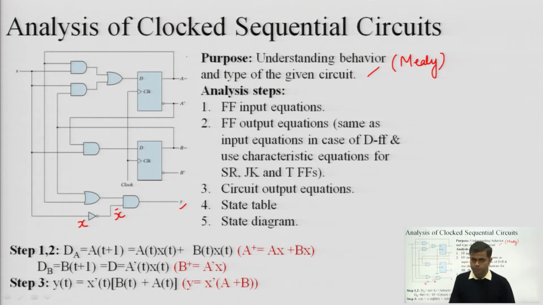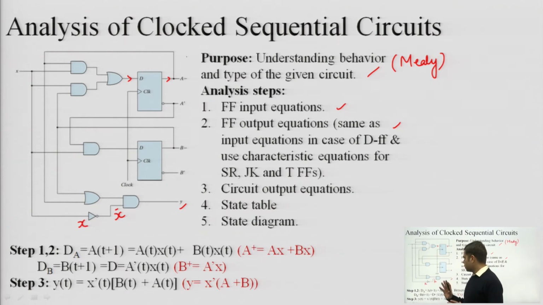The first step is finding the flip-flop input equations, that means whatever is entering the flip-flops' input. Then finding the flip-flop output equation is the second step. In case of a D flip-flop, it is very easy, because in a D flip-flop whatever is the input, the same thing will be the output, because there is no change in the transition. But if it is any other flip-flop, SR, JK, T, we have to follow the characteristic equation of that flip-flop to find the output expression of the flip-flop.